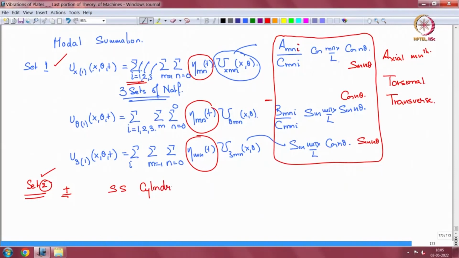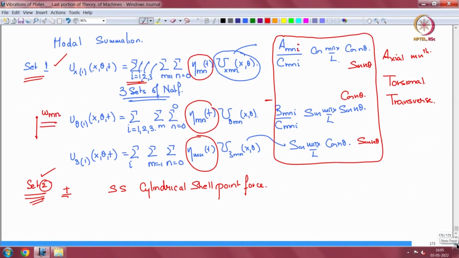Good morning and welcome to this next lecture on vibrations of plates and shells. So we are looking at the response of a simply supported cylindrical shell to a point force. And we said we have to look at the response of two sets of natural frequencies, I mean two sets of mode shapes. These two have the same natural frequency, omega mn is same, that is important to note.